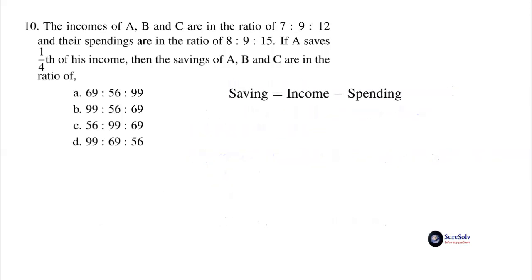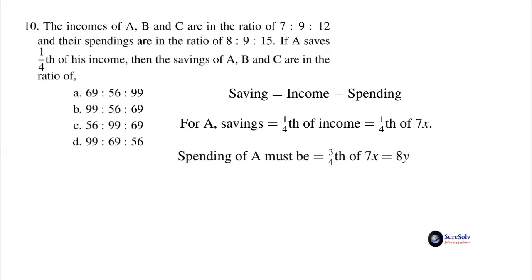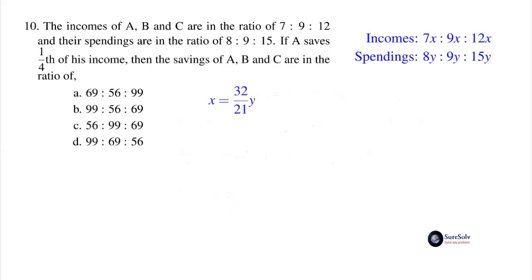Now after spending from income you save. So savings is the difference between the income and the spending. For A, savings is 1/4 of income or 1/4 of 7x. So spending must be 3/4 of 7x equal to 8y, or x equal to 32/21 times y. Taking up savings of A first, it is 7x/4 equal to 56/21 times y.